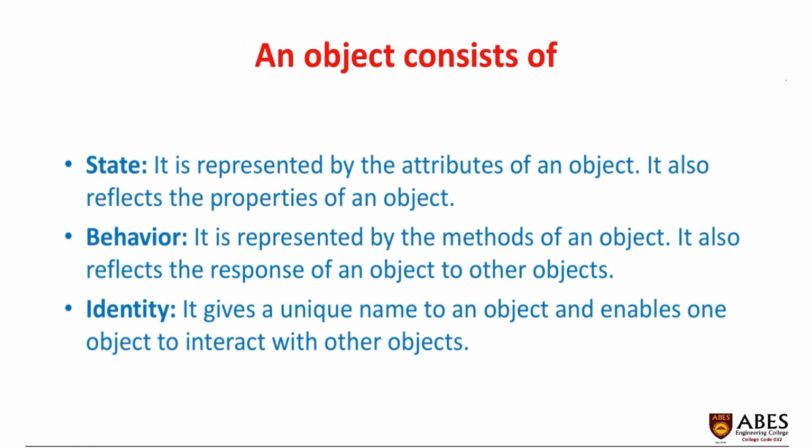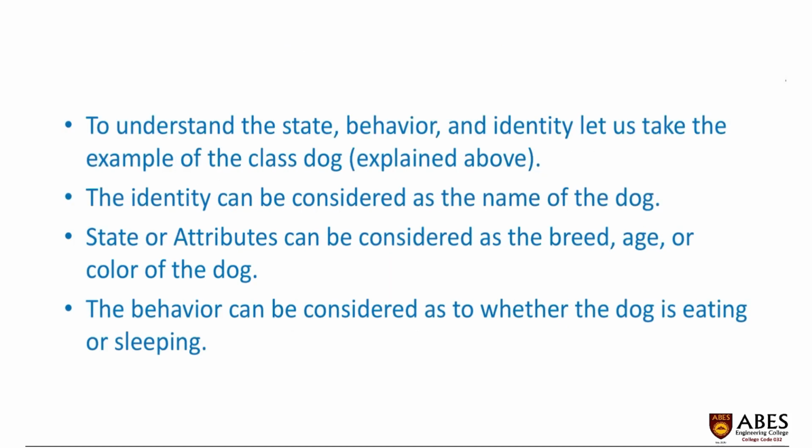After completing the object, which consists of state, behavior and identity, let us take the example of the class dog to understand them. At the start of the class, we took the example of the dog, the age and breed of the dog, and we created a class for it. Now if we want to use an object of the dog, how will we use it? The identity can be considered the name of the dog. If we define the object of the class as D1, D1 is an object of the dog.